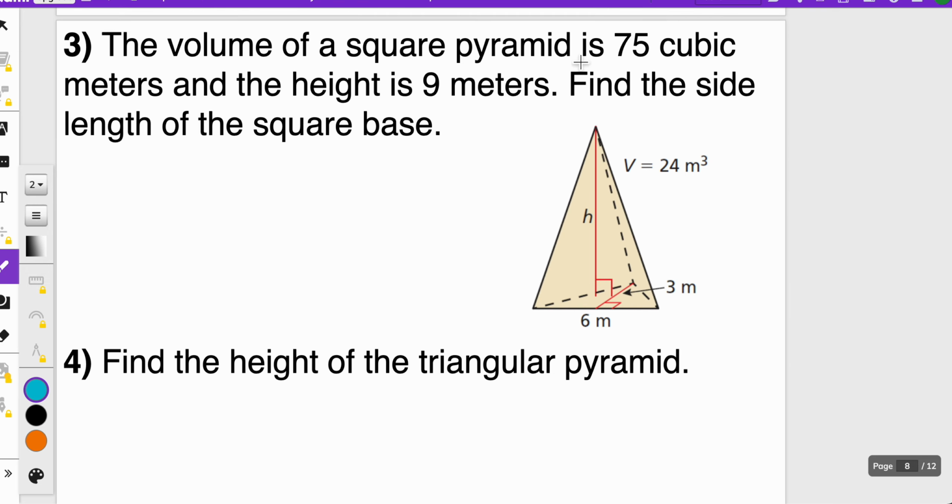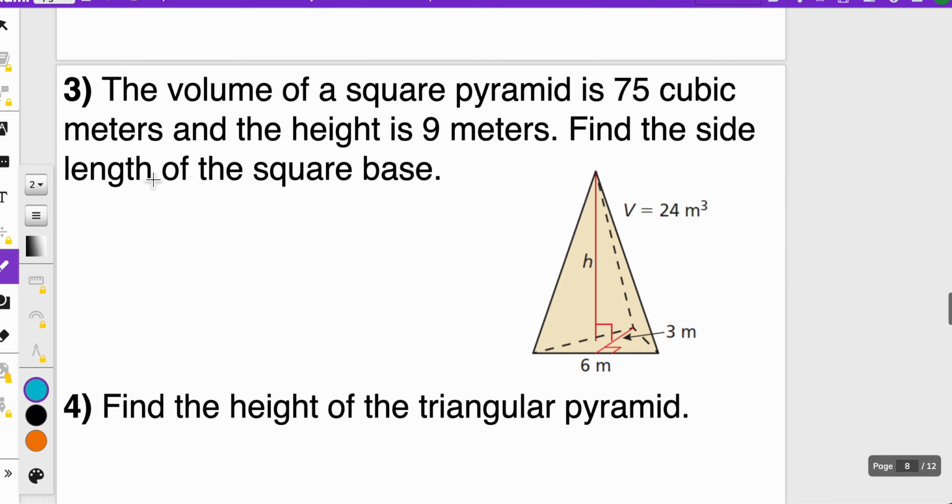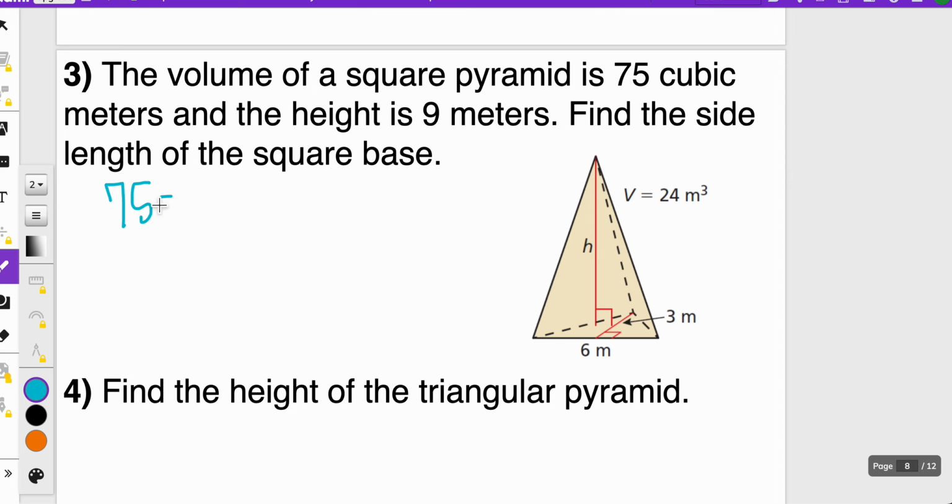Alright, the volume of a square pyramid is 75 cubic meters, and the height is 9. So I would say 75 is equal to big B times 9. Divide both sides by 9. 75 divided by 9 is about 8.3 repeating. So then I would just find that, but I forgot to add in my 1/3. So that's going to create some issues.